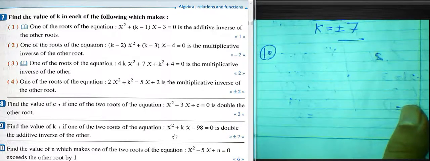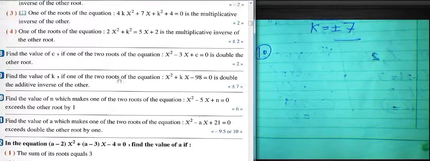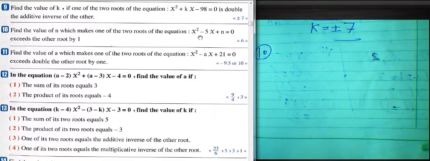Pay attention with me. Find the value of n which makes one of the two roots of the equation x power 2 subtract 5x plus n equals 0 exceed the other root by 1.